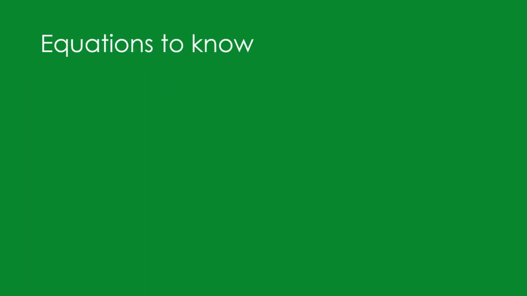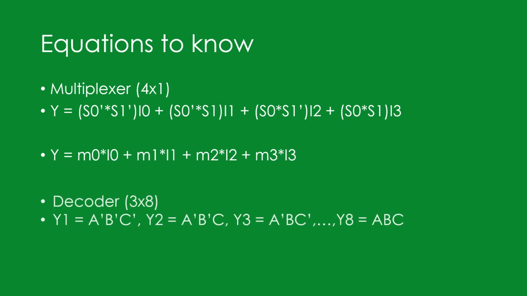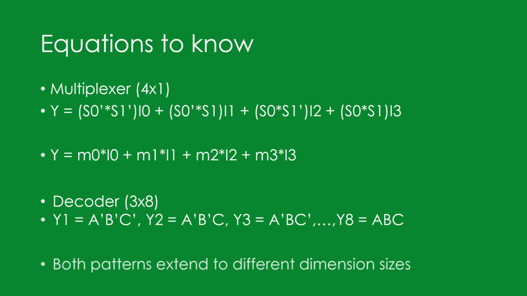So what equations do you need to know? The first is how to relate a multiplexer to its inputs. This is your more traditional Boolean function with inputs and outputs. The decoder is broken up into its minterms, where each output corresponds to only one minterm. This will become clear once we do some example problems. It's also worth noting that these formulas are not limited by dimension sizes. If you have a 64 by 1 multiplexer, the equation follows the same pattern that a 4 by 1 does.